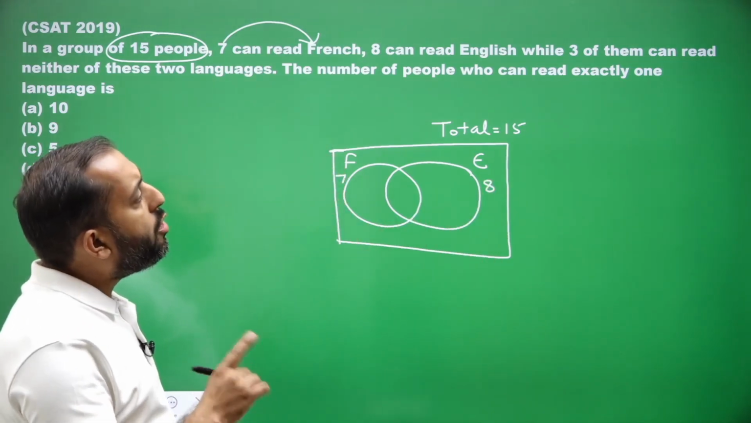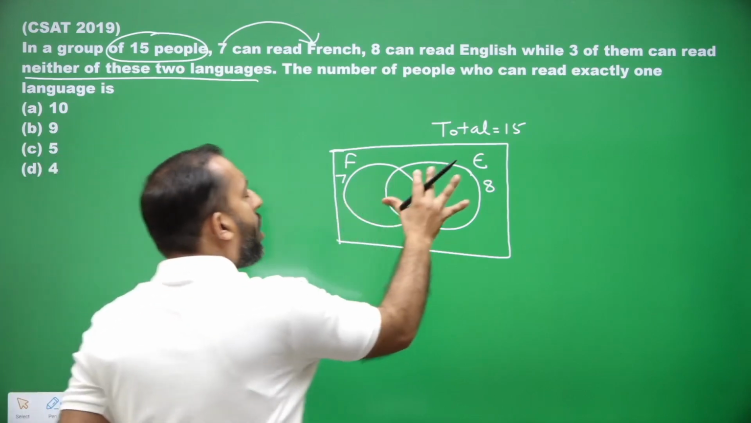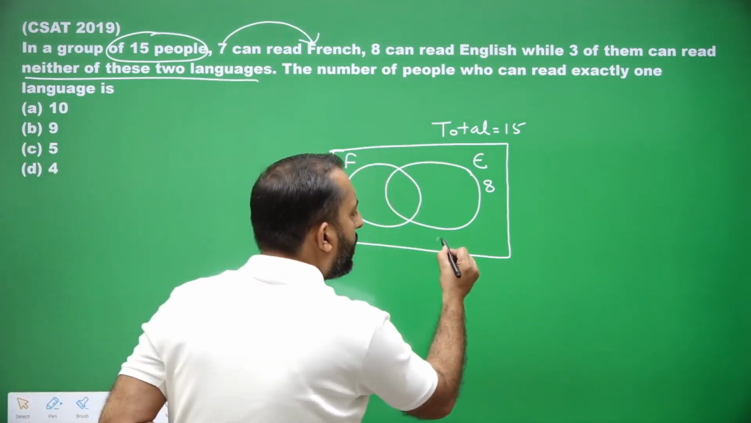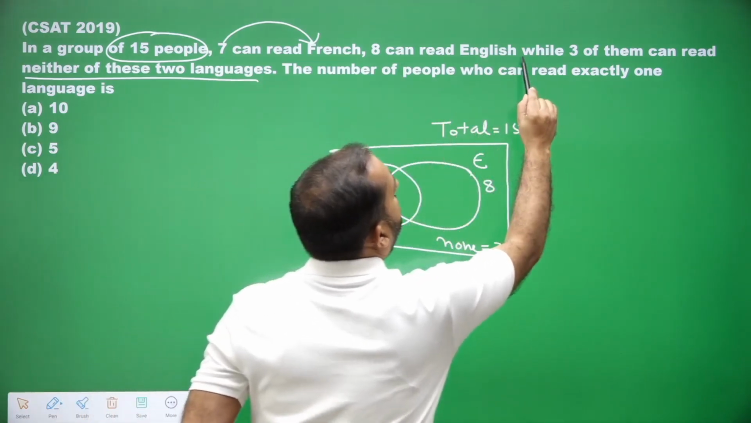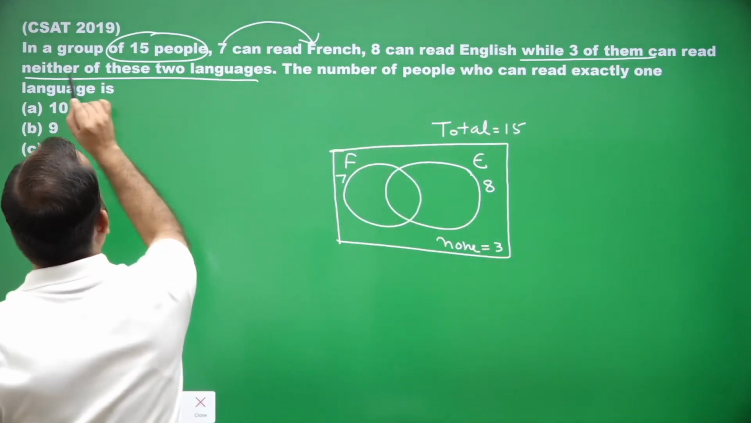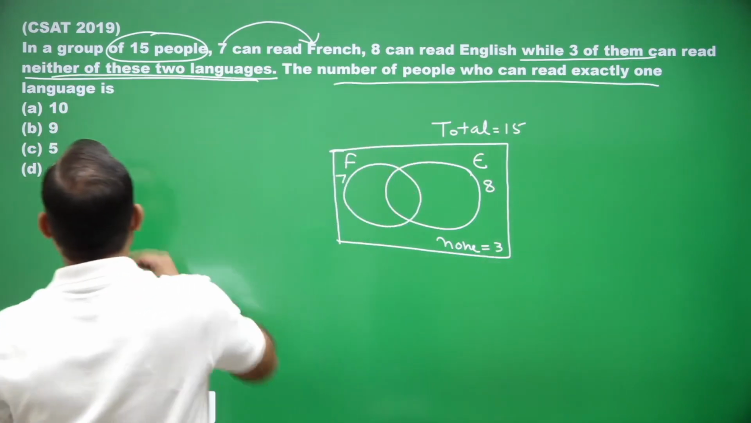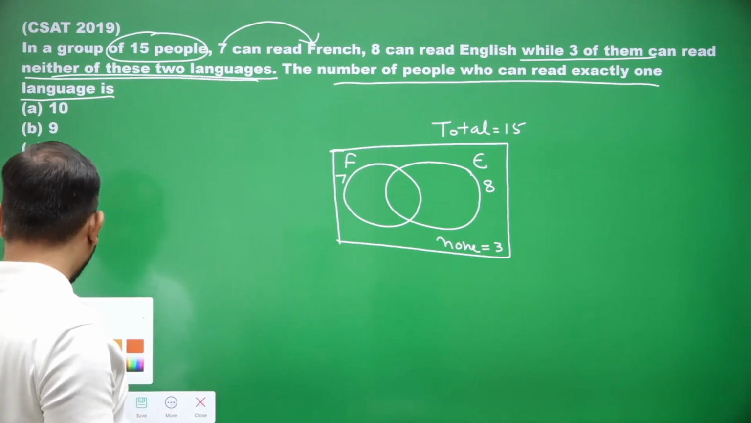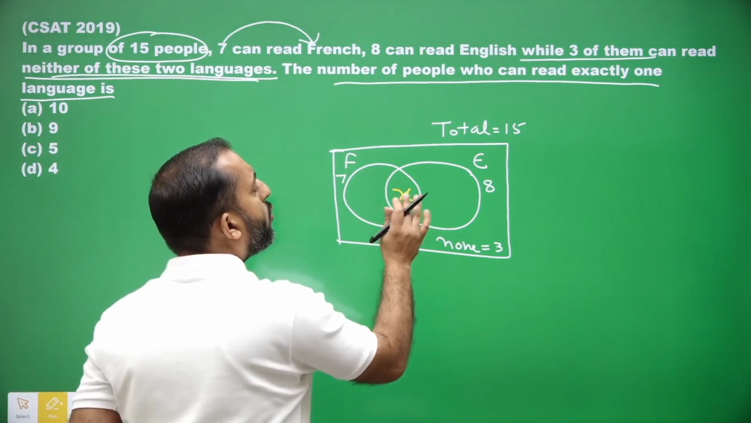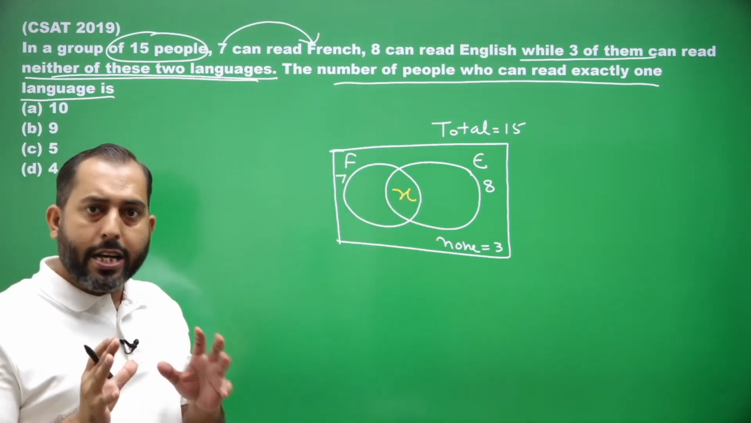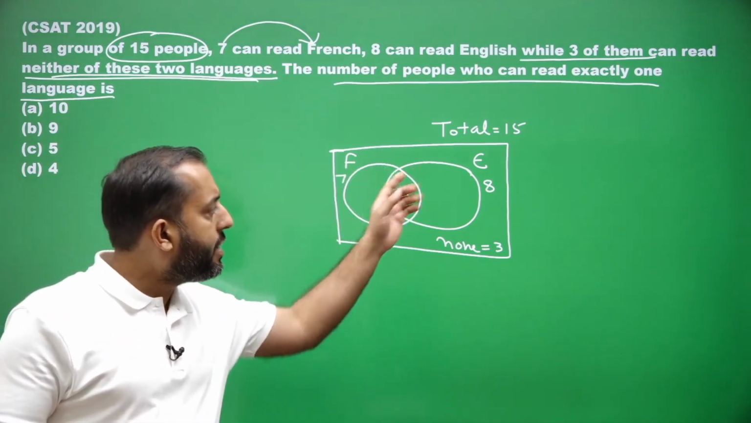Now next, 3 of them can read neither of these two languages. So outside these two circles, the value of the none region is 3. We want the number of people who can read exactly one language. Now let's say the number of people who can read both of these languages is X. The value of the intersection is X, meaning the number of people who can read both French and English is X.